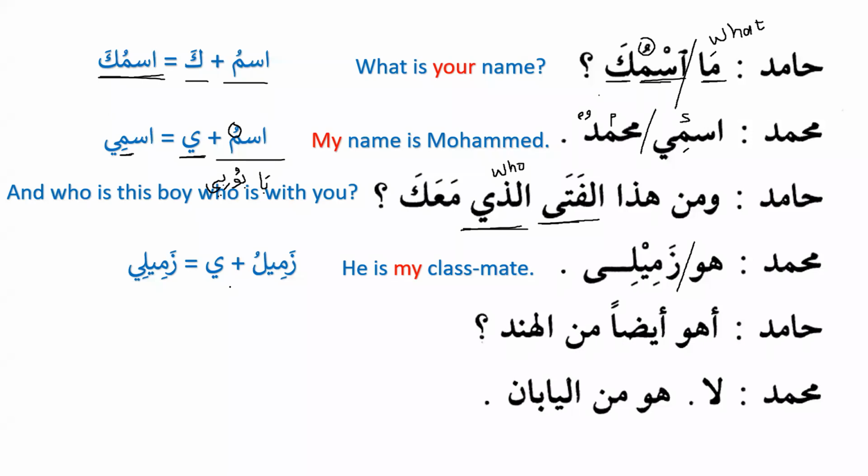The ya of the speaker. So when the speaker says something, when he says my, then this dhamma changes into kasra. So it becomes he is my classmate. Huwa zamili. Hamidun: Ahuwa aidan min al Hindi? Is he also from India? Very simple sentence. Muhammadun: La, huwa min al Yabani. No, he is from Japan.